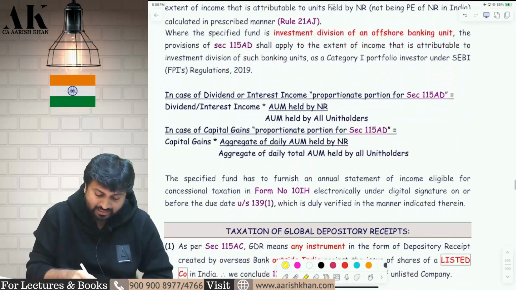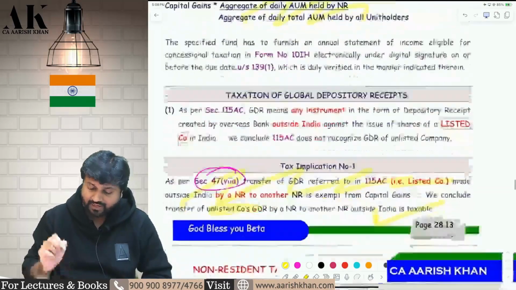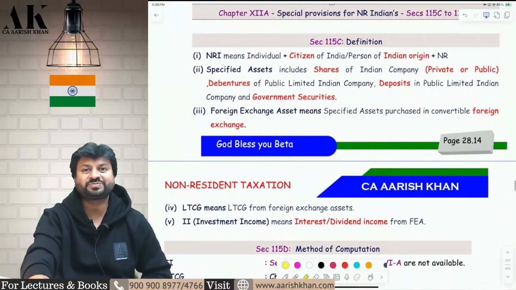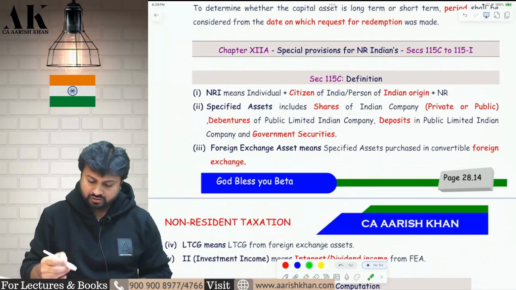You can check this over here. This is the formula given by the Government of India as far as the FIIs are concerned. I hope it is clear to all of you. So let's go ahead with the next section.